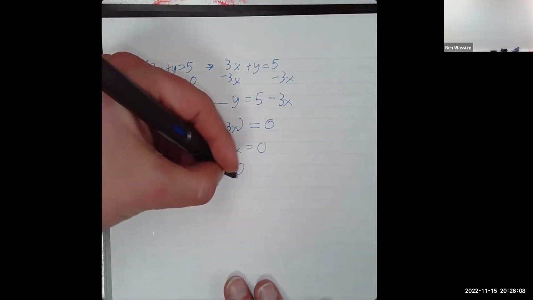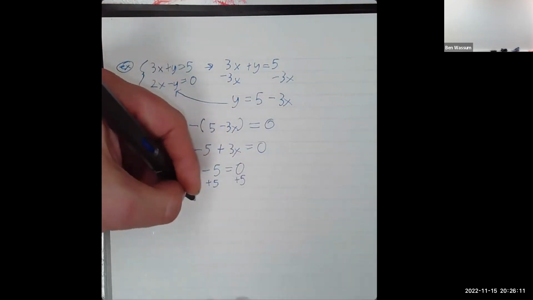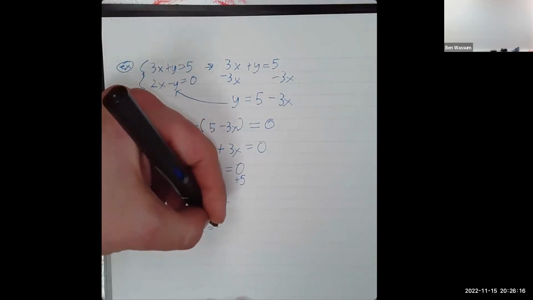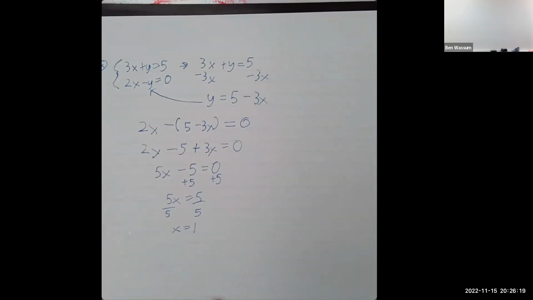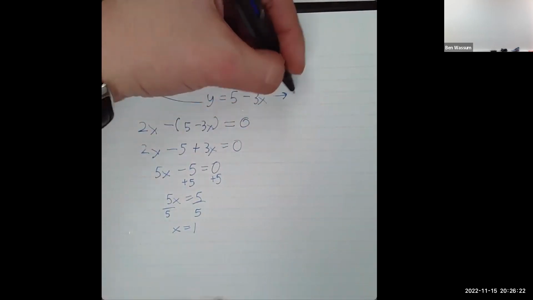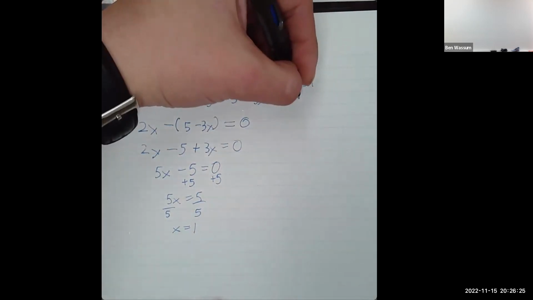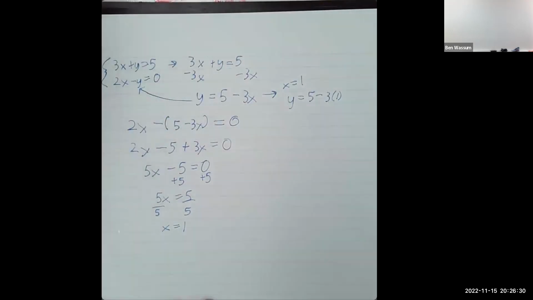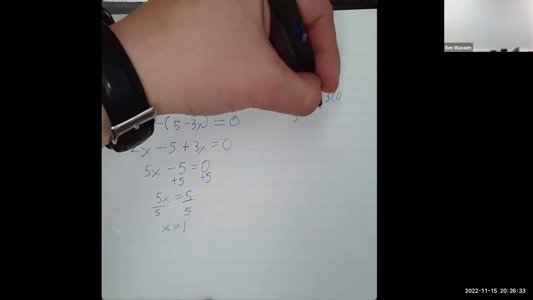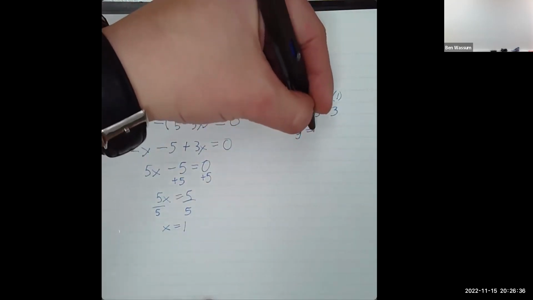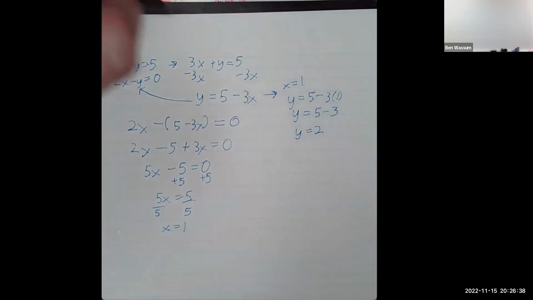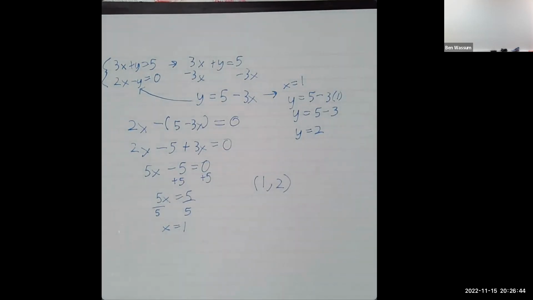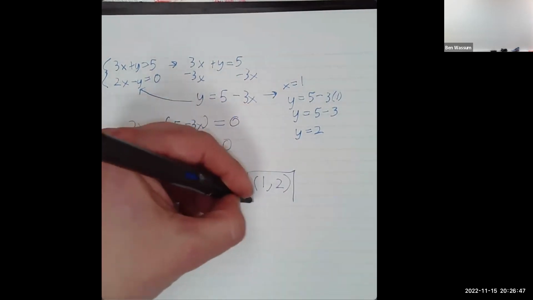Add the 5 over. 5x is 5. Divide off the 5. x is 1. Cool, we have x, we need y. So y is 5 minus 3x. Nope, it's 3 times 1. So y is 5 minus 3. y is 2. We have our x, we have our y, we have our point. Okay, so that is the substitution method.